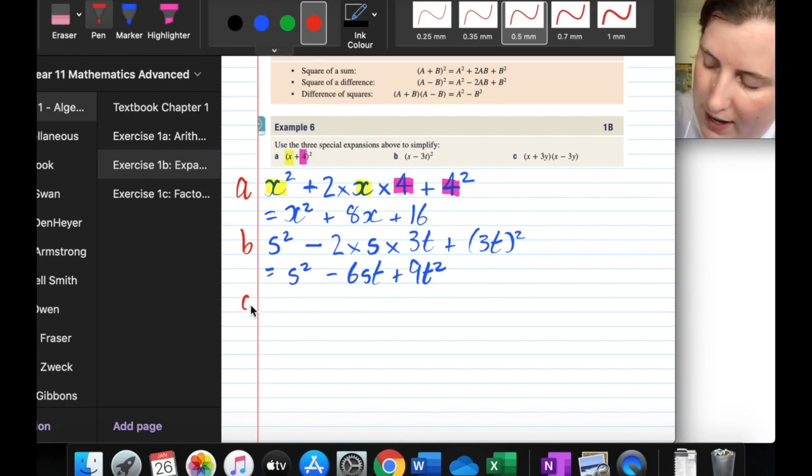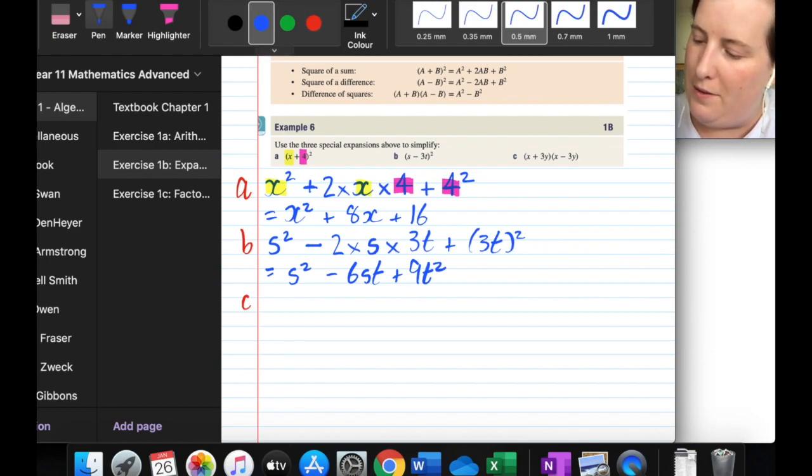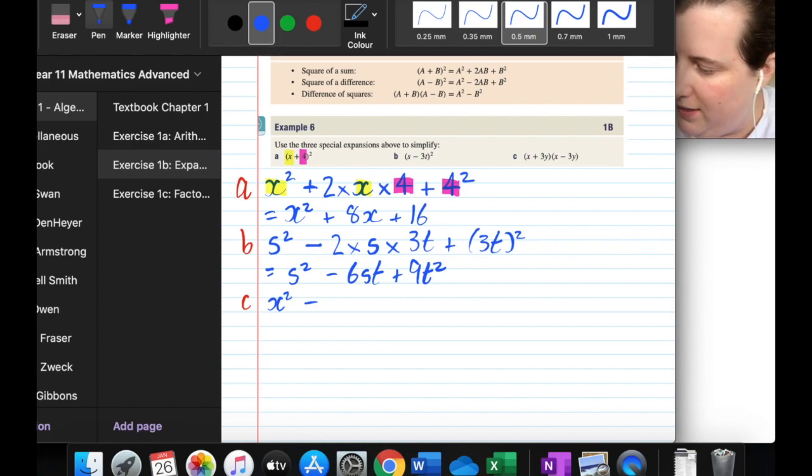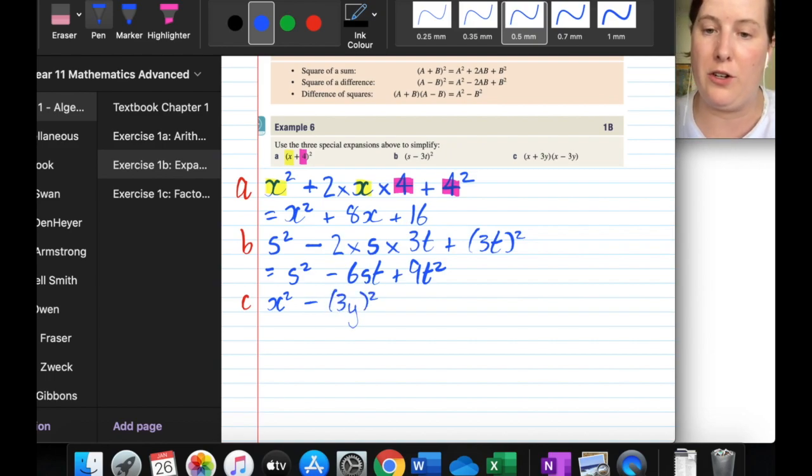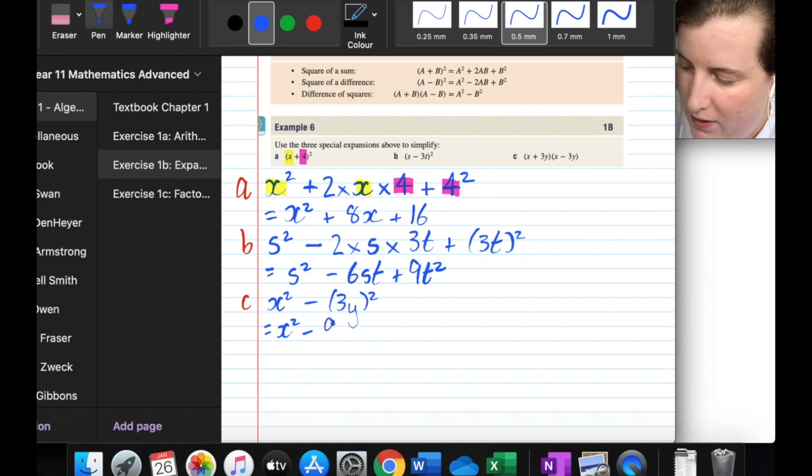Hopefully no surprises there. And C, x plus 3y, x take 3y. So we've got 2 things in brackets. The things are the same. The only difference is the sign inside the brackets. We've got a plus and a minus. And it also wouldn't matter if we had a minus and a plus. Same deal. Don't forget, multiplication is commutative. It's fun to say that. And so we've got our first thing squared minus the second thing squared. Again, brackets to remind myself that I've got to square the 3 as well as the y. So that just gives us x squared take 9y squared.